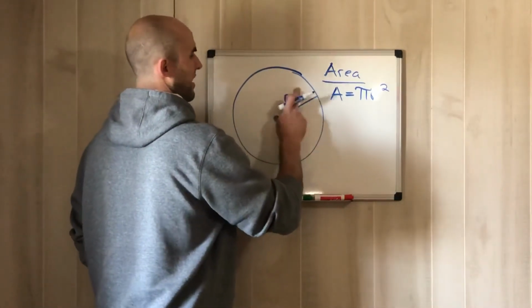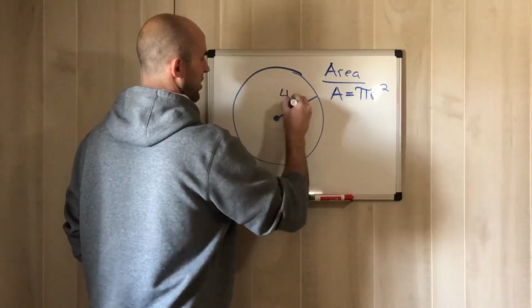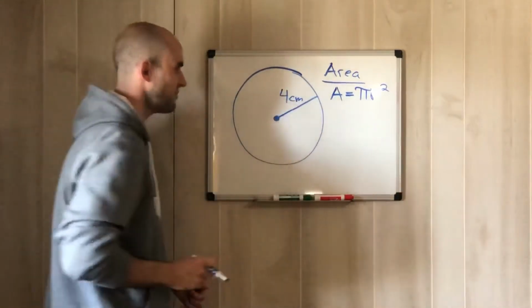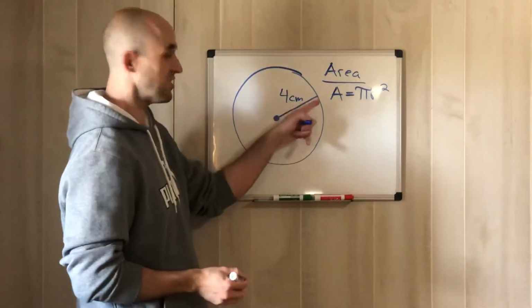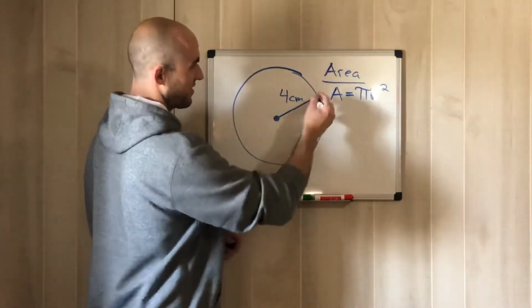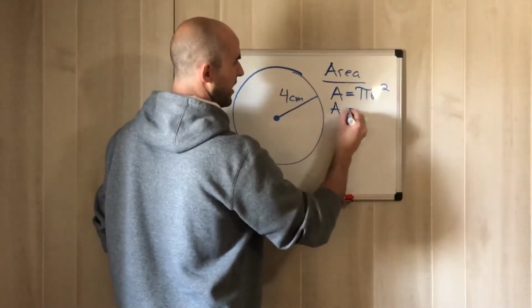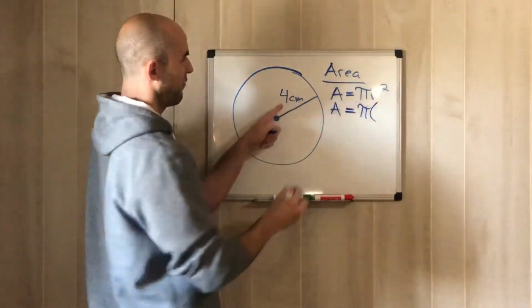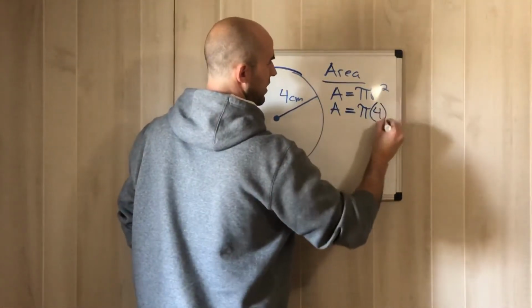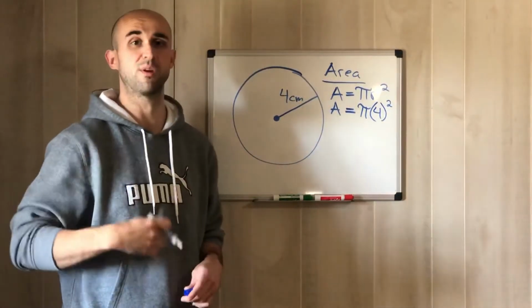So let's do an example. Let's say that the radius now was 4 centimeters, right? We want to do 4 centimeters. So since it already gives us the radius, and again, the radius is always from the center to the side, just substitute it. We know that the area would end up being pi, and we know that the radius is 4, and squared. So that's all it is, it's just substituting the radius.